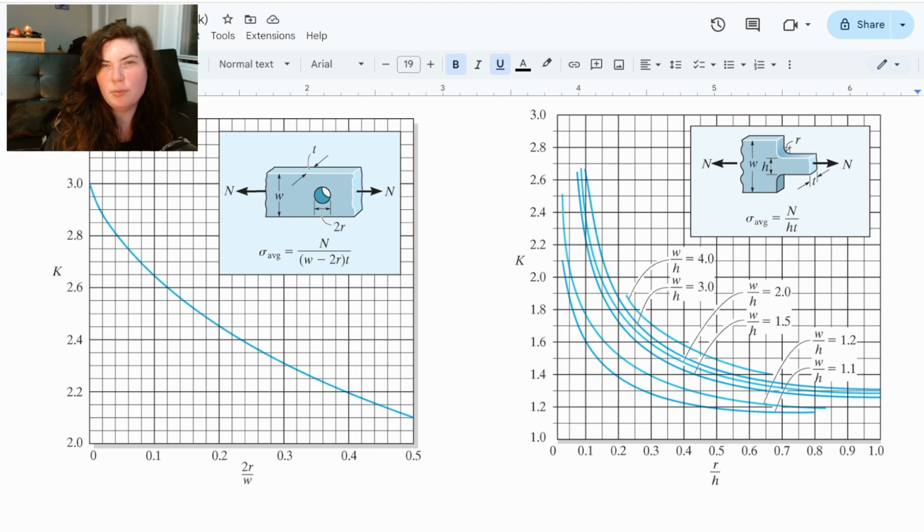This isn't a problem that we encounter a lot. This is really more of a problem for brittle materials, right? Because a ductile material will have a lot more give. But a brittle material is going to fail at these points, right? It's going to break at these abrupt changes in area. So that's really where we care about these stress concentration factors. But let's go ahead and look at an example.